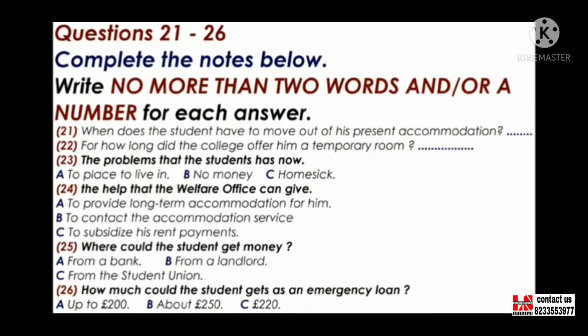Now it turns to part three. Part three. You will hear a conversation between Caesar and a welfare officer. As you listen, answer questions 11 to 20. First, you have some time to look at questions 21 to 26. Now listen carefully and answer questions 21 to 26.